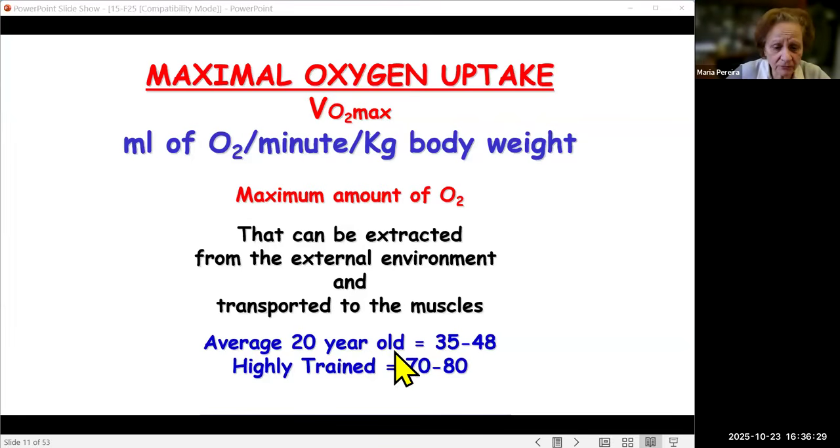For around a 20 year old individual, the VO2 max is 35 to 48 milliliters of oxygen removed per minute per kilogram of body weight. Now, someone that is highly trained, that does, for example, cardiovascular exercises and so on, that number can double, 70 to 80 milliliters of oxygen.